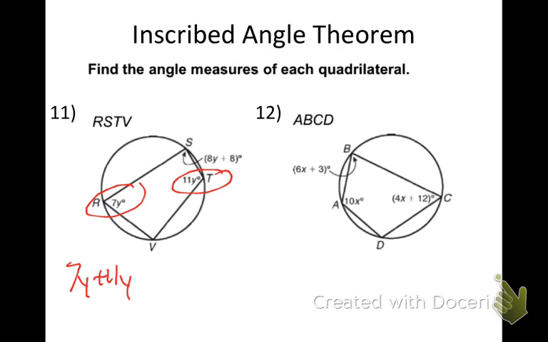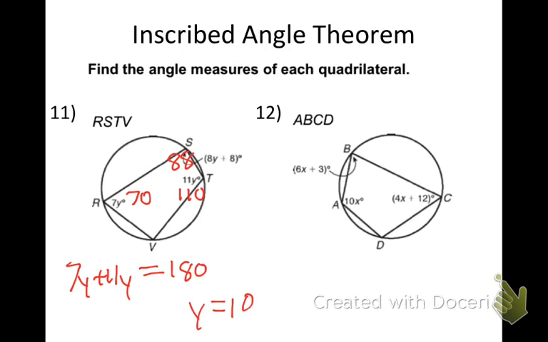Nice job. So 7y plus 11y equals 180. Very good. And now you solve for y. y comes out to equal 10. And then I plug it back in. 10 times 7 is 70, 10 times 11 is 110. I get 88, and angle V then has to be 92. You can find all the missing angles there.